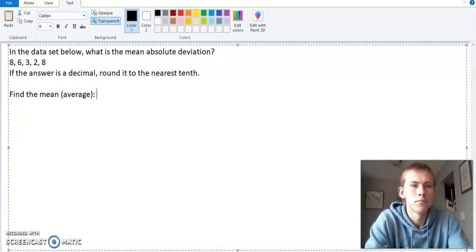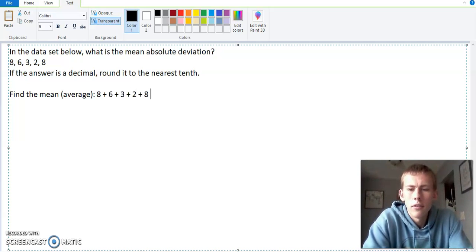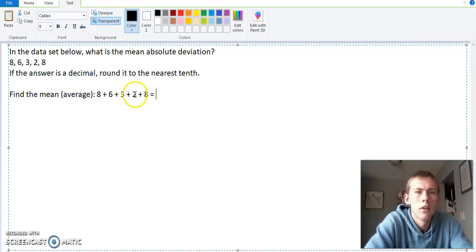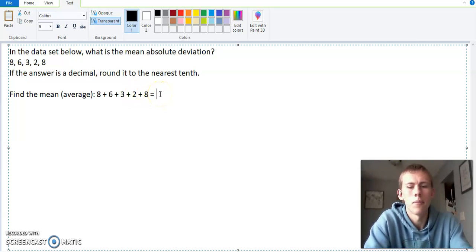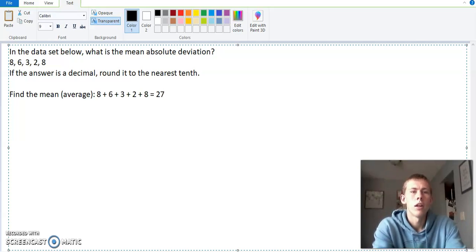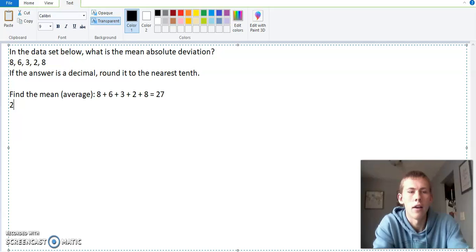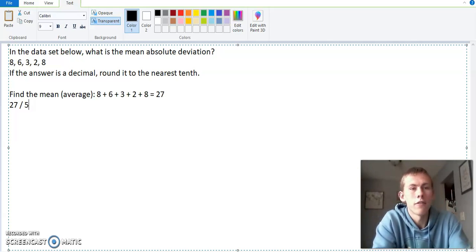Okay, so let's add them up. 8 plus 6 plus 3 plus 2 plus 8. That's 14, 17, 19, 27. So we add up all our numbers: 8 plus 6 is 14, plus 3 is 17, 19, 27. And then we need to divide by how many numbers there are. So we already decided there are 5 numbers, so we'll do 27 divided by 5. I'll just write that with a slash there, 27 divided by 5.